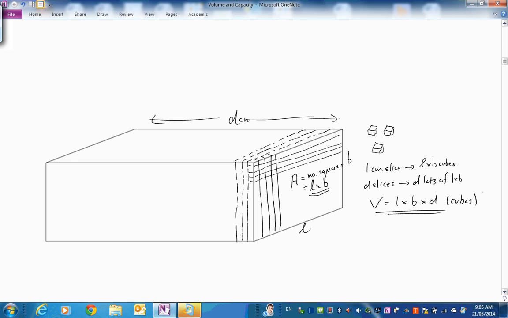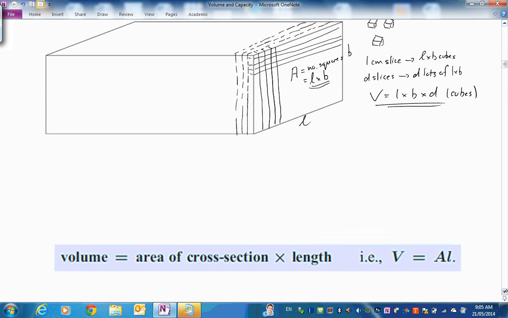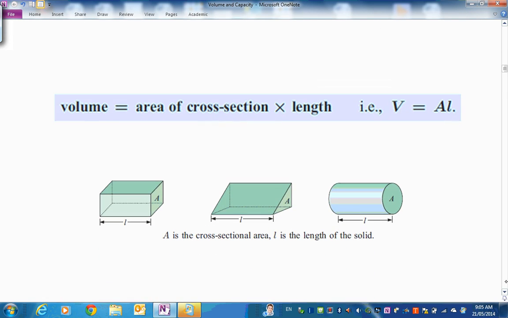Do you get the idea now? I wonder if you ever thought about why the volume is length by breadth by depth. Hopefully that helps you. Let's go down now and have a look at these others that we said. And there's what we've got.